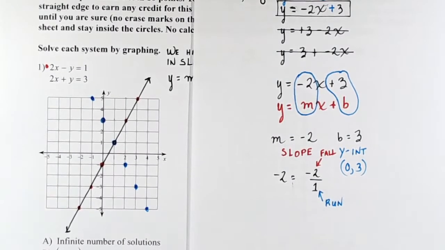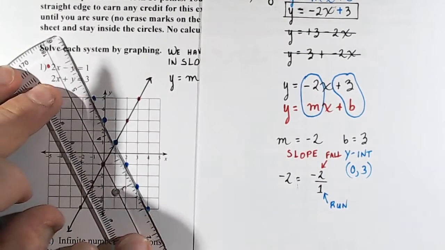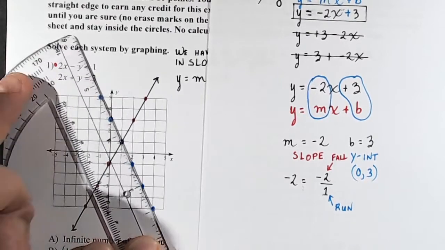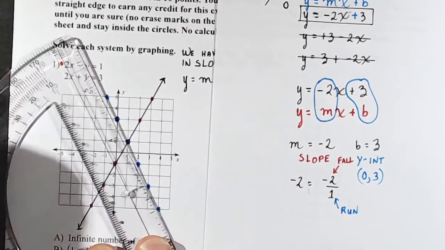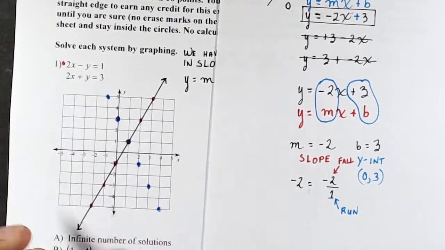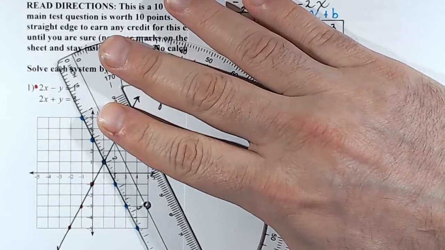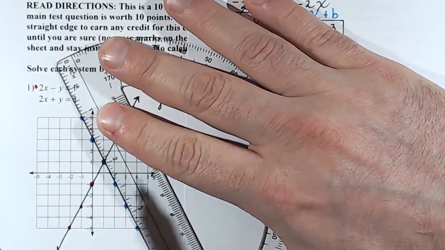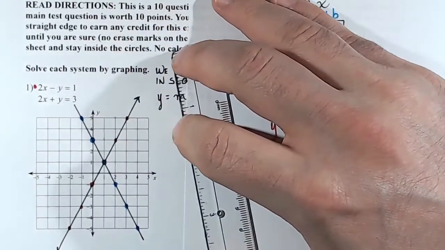So once I get all those points plotted in, I'm ready to bring over my straight edge and draw in a line that passes through all those points. That was getting caught up on the edge of my paper. So let me bring this in and draw a line that passes through all those points, just like that.